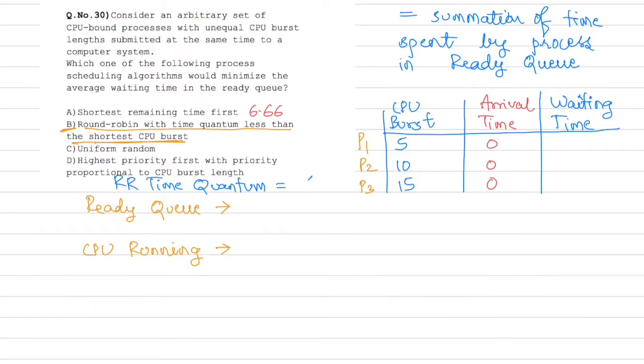Let's go with 4. We'll take the highest among the possible options. From 1, 2, 3, 4, we'll take the highest, which is 4. Now with RR time quantum 4, let's see how the processes will run. So again, at arrival time 0, all 3 processes are in the ready queue. Let me make a note of it. So all 3 of them, P1, P2, P3, come into the ready queue.